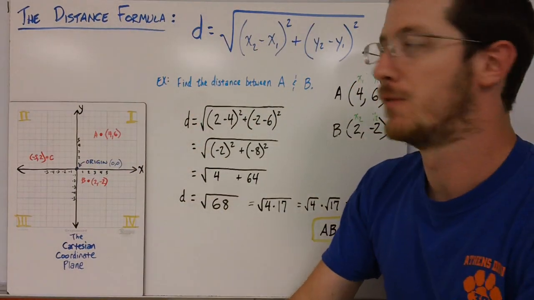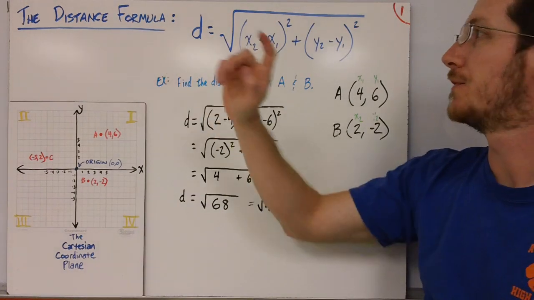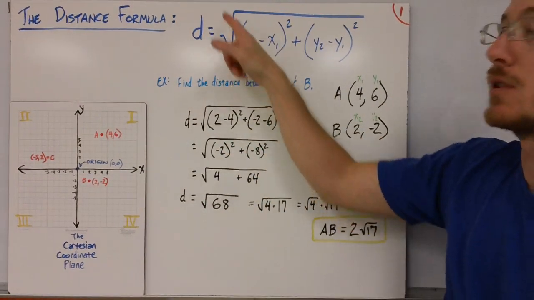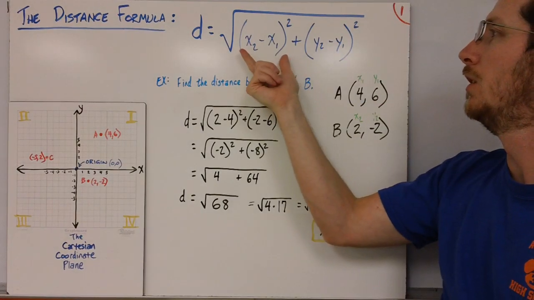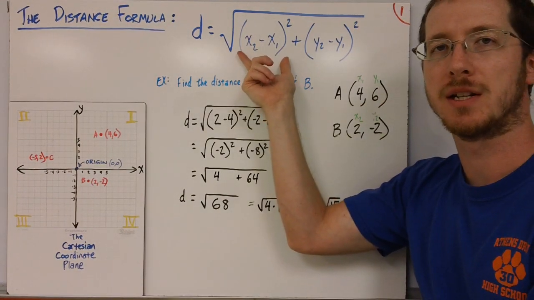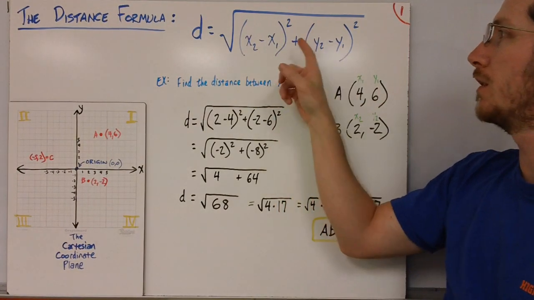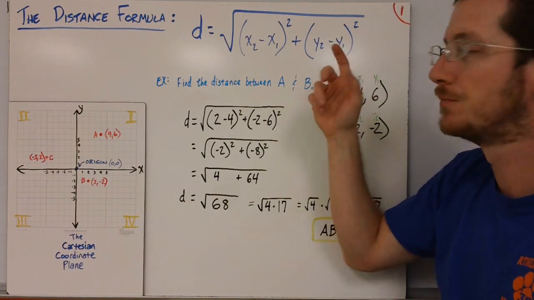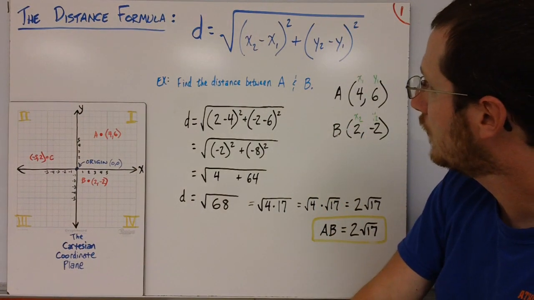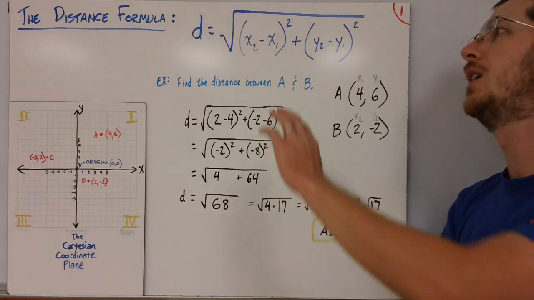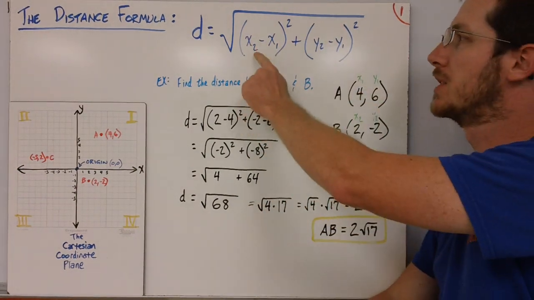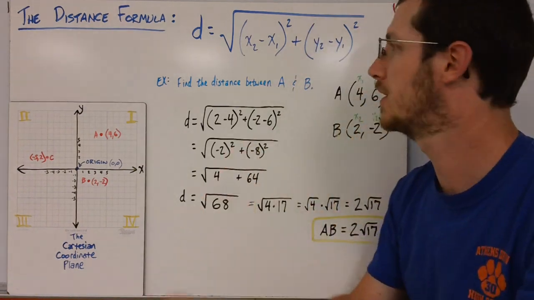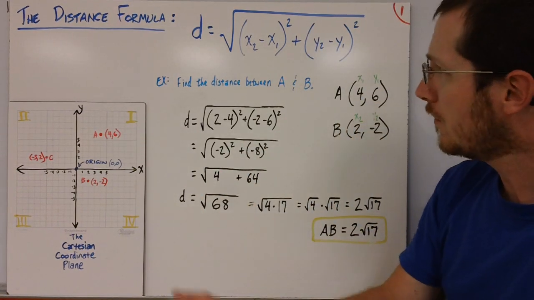Now, let's look at the distance formula. We use a lowercase d, set equal to the square root of, in parentheses, x2 minus x1 squared, plus, in parentheses, y2 minus y1 squared. Okay, so that's our distance formula. We've got a radical, subscript numbers, superscript exponents, a lot of things going on. So let's break it down.